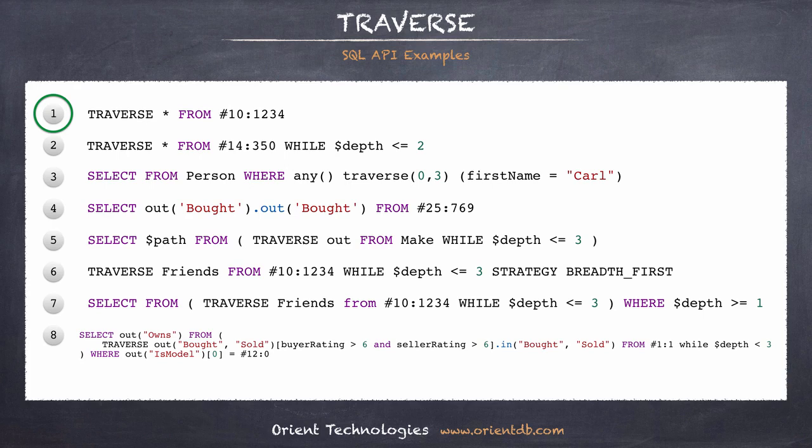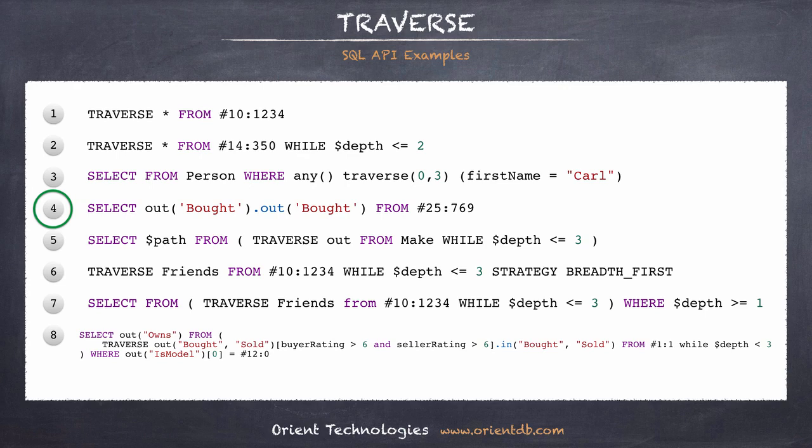1 finds all vertices using the base vertex 10:1:2:3:4. 2 finds every vertex attached to 14:350 to a maximum depth of 2. 3 finds any person who has a vertex within 3 levels of depth with the property first name equal to Carl.